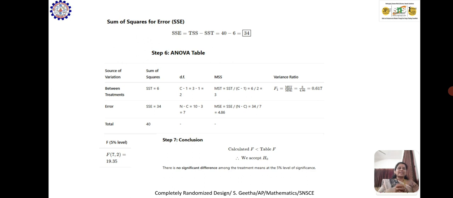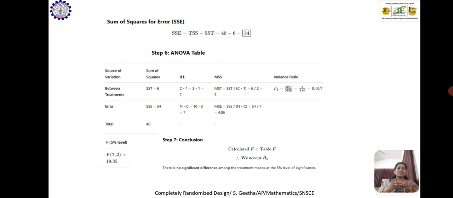Now we have to calculate the F ratio value. MST divided by MSE gives 0 point something 6 something. Here the F ratio is less than 1, but the F ratio should be greater than 1, so the numerator must be greater. So we calculate F as MSE divided by MST, which is equal to 1.92 here.